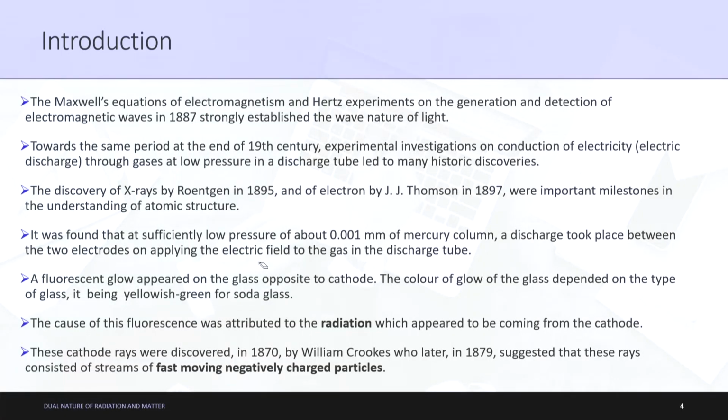Then, Maxwell's equations of electromagnetism and Hertz's experiments on the generation and detection of electromagnetic waves in 1887 strongly established the wave nature of light. So basically, after these things were established, we got to know and deduced the concept that yes, light also has a wave nature.